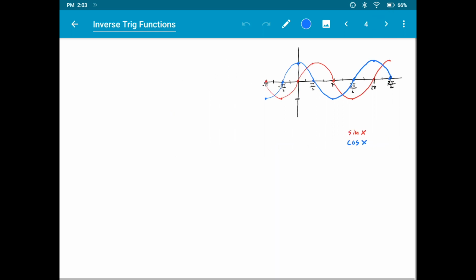Now, when we look at tangent, things get a little bit more interesting. So for the tangent function, tangent of x is equal to sine of x over cosine of x. And so anytime cosine of x is 0, we will get tangent of x is undefined. So we expect that whenever the cosine of x is 0, we will have a vertical asymptote for the tangent of x.